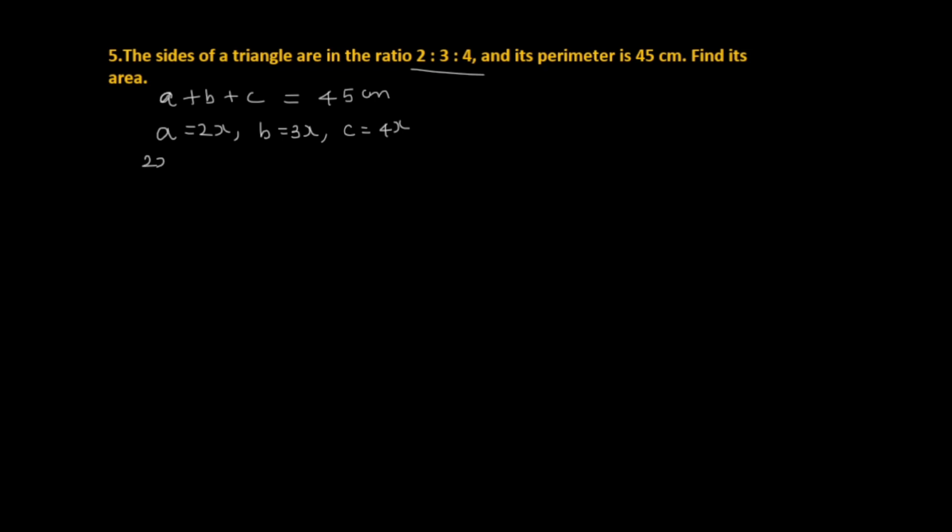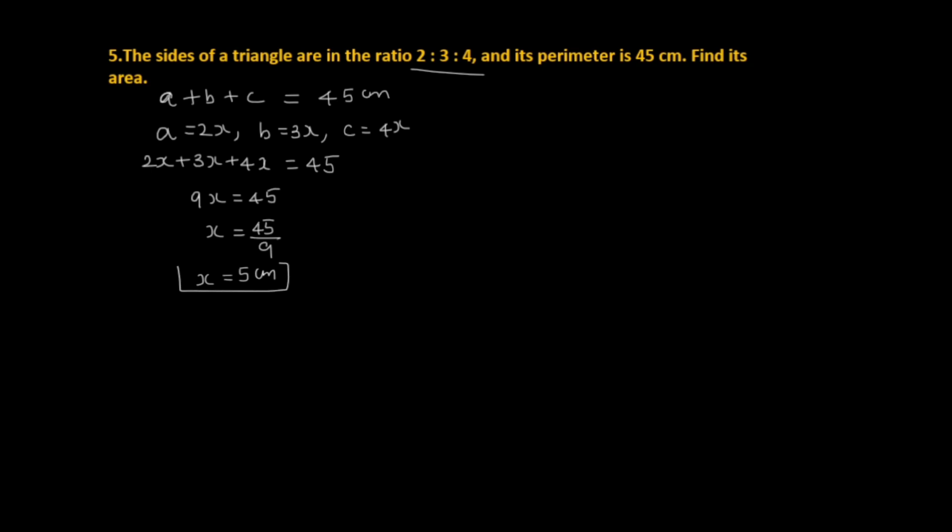Now 2x plus 3x plus 4x is equal to 45 centimeter. So 5 plus 4, 9x is equal to 45 centimeter. x is equal to 45 by 9. So x is equal to 5 centimeter.